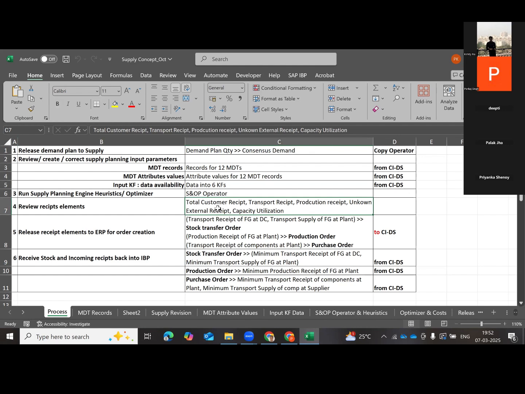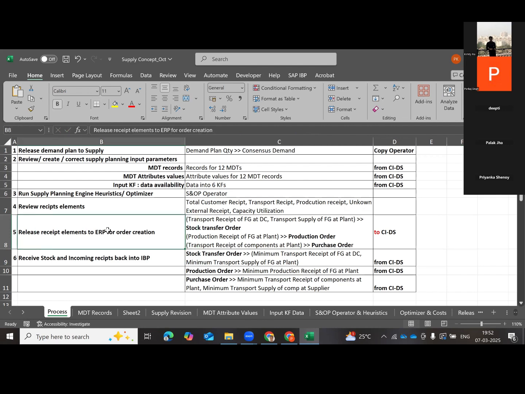So these are the receipt elements: total customer receipt, transport receipt, the spelling of receipt is incorrect, so we'll correct that, production receipt, unknown external receipt, and capacity utilization. These are the output key figures of the supply planning. So this is the fourth step.